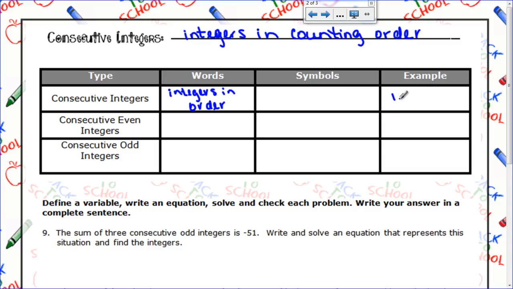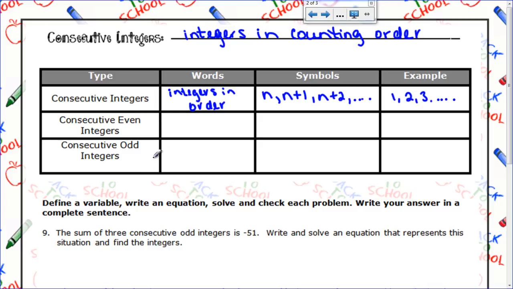For example, 1, 2, 3, and so on. And the symbols we use when we're dealing with just plain old consecutive integers: the first one is always going to be n. The next one is going to be n plus 1 because it's 1 away. 1 plus 1 makes 2. And then the next one is n plus 2 because 1 plus 2 makes 3, and so on, and you keep going. n plus 4, n plus 5, whatever you need.